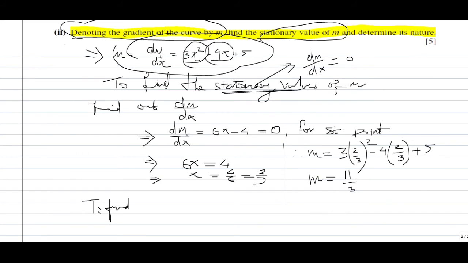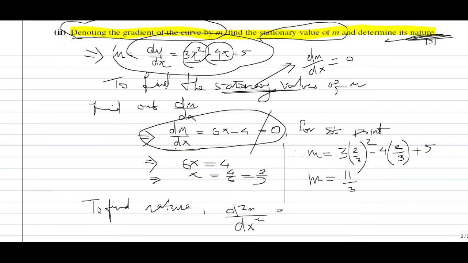Now to find the nature of m, that means the nature of the stationary point, we have to make use of the second derivative, which is d squared m by dx squared. When you differentiate dm by dx once again, we get a positive answer. d squared m by dx squared is greater than 0. That means the point is a minimum.